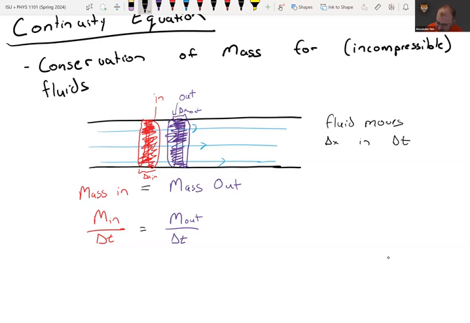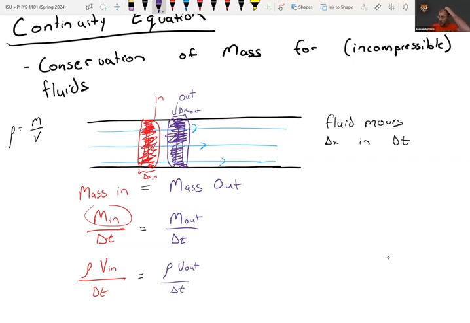Well, because now what I can say is that the volume in times the density of the fluid over delta T. Remember, that's just using the density formula. Density equals mass per unit volume. So I just replace mass with volume times density on both sides of this equation, and that's essentially what I'm going to be doing right here. So that would be density times the volume out per delta T.